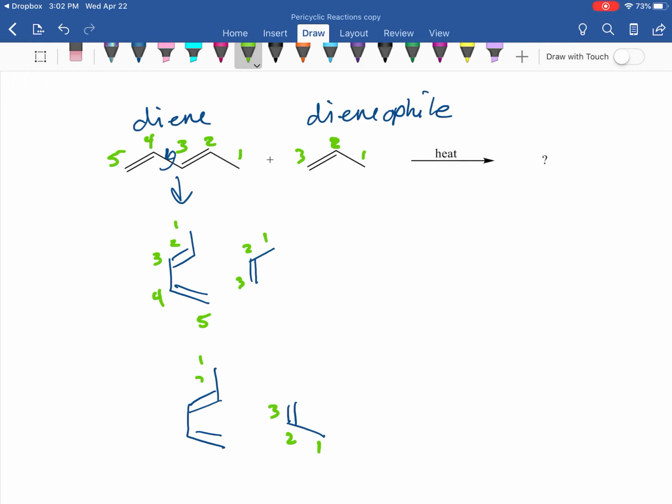Let's draw both. Let's see if it matters. Let's see if we make the same thing or something different. We might have more than one product. Awesome. All right, let's switch to our pink pen. And now let's do our mechanism and let's trace those electrons. I think I'm going to just erase that number right there so it doesn't get in our way.